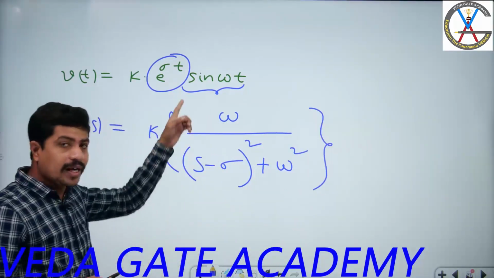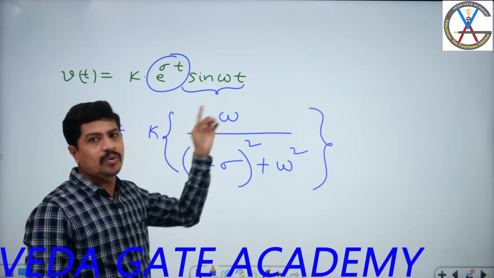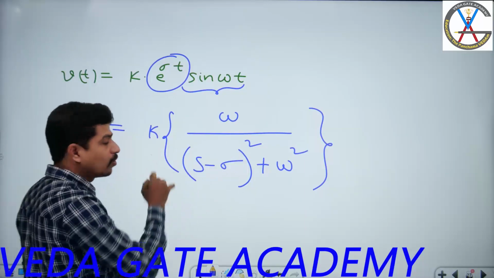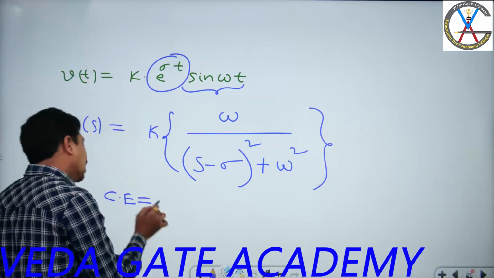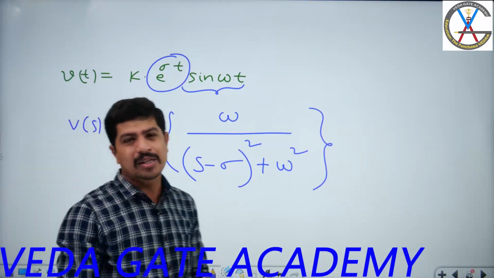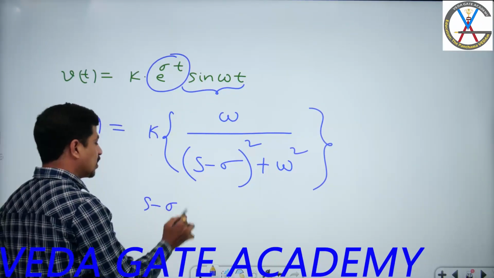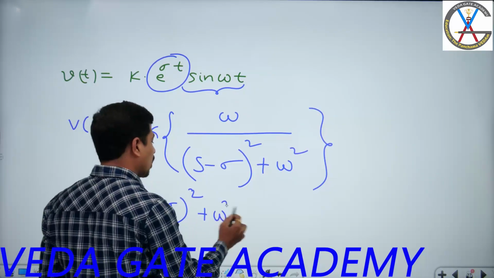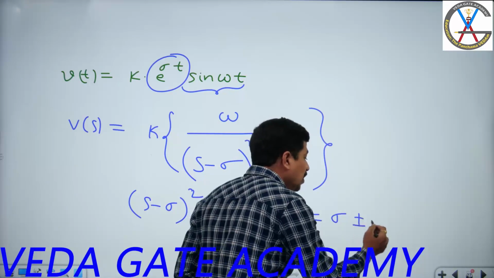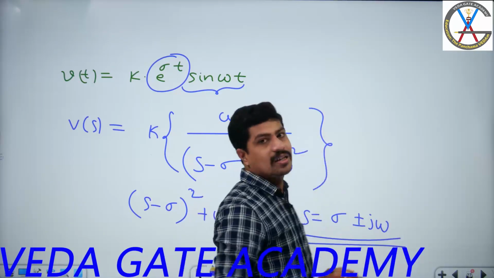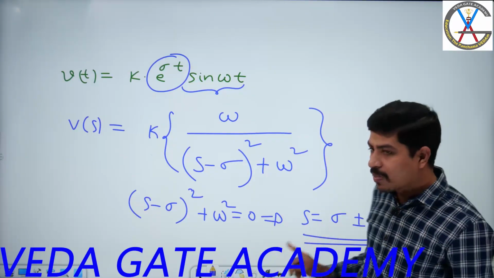Now, what are its roots? We converted from time domain to frequency domain. What are its roots? I want to find the denominator roots. The denominator equation of a transfer function is called the characteristic equation, but let's not bother about that now; later we will see it. The denominator equation is (s minus sigma) whole square plus omega square equals 0. If you simplify this, you get s equal to sigma plus or minus j omega. This is the reason why you substitute s equal to sigma plus or minus j omega.